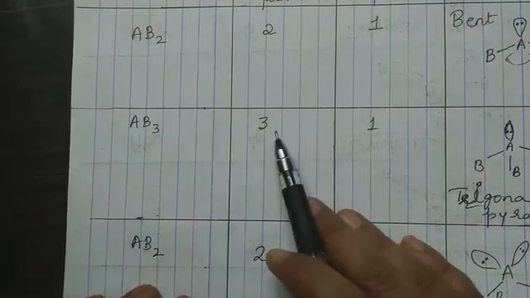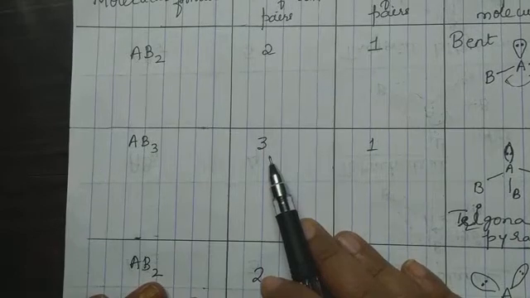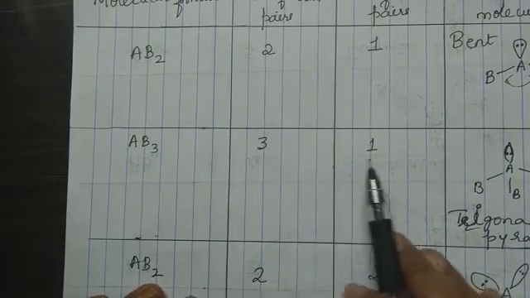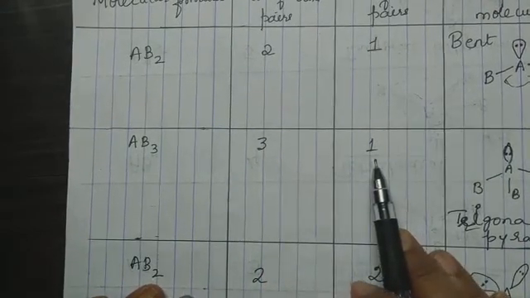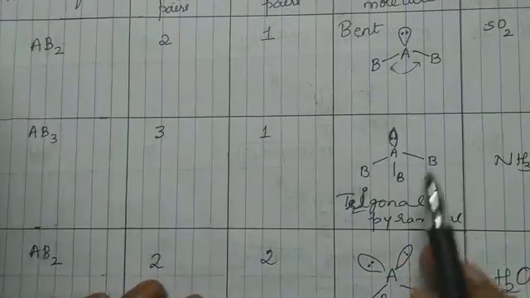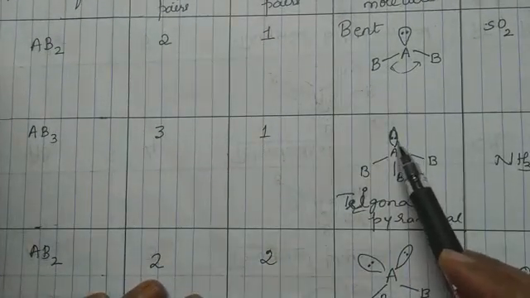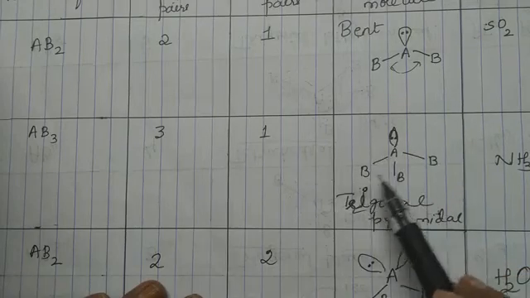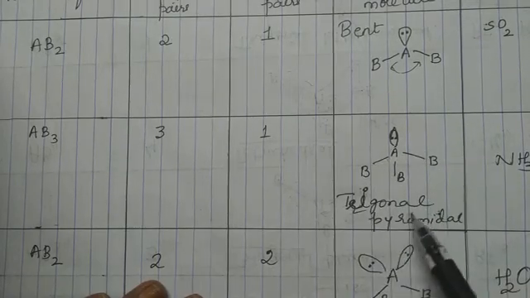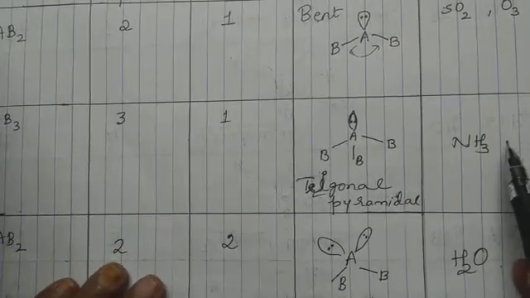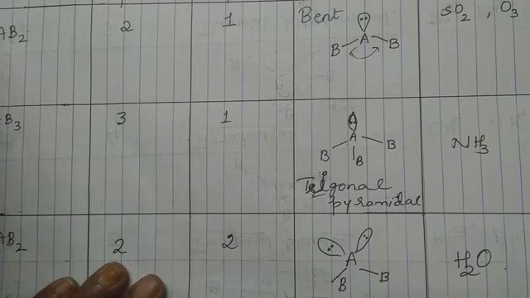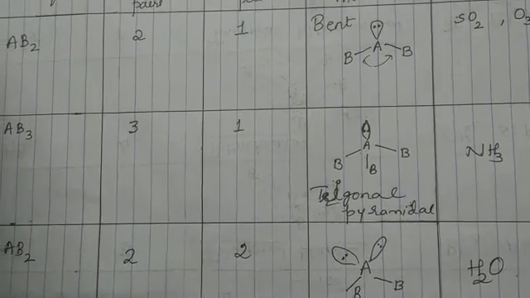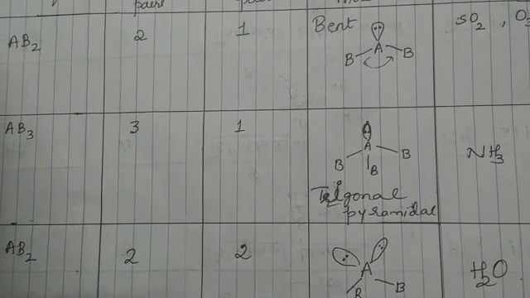AB3 having how many bond pairs? 3 bond pairs. Trigonal planar, but it is also having what? One lone pair. Because of that, there is repulsion between lone pair and bond pair. Instead of getting trigonal planar, you will get a trigonal pyramidal structure. Example for this is NH3. You need to remember the examples. Hope you have understood valence shell electron pair repulsion theory. If not, go through the video again. Thank you very much.